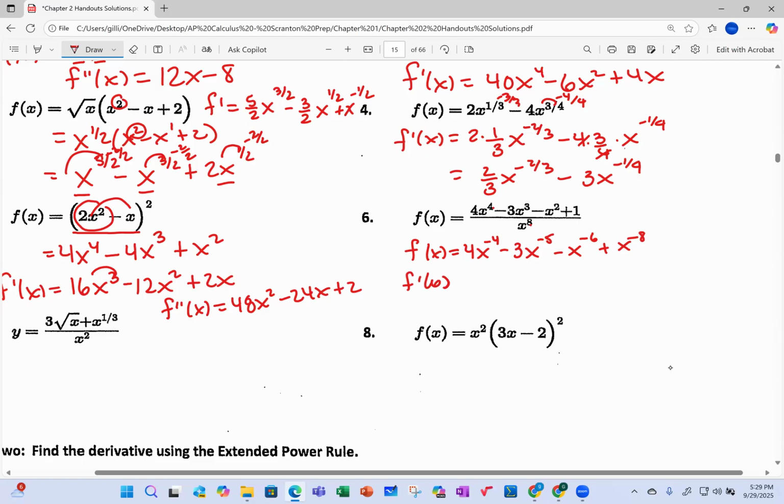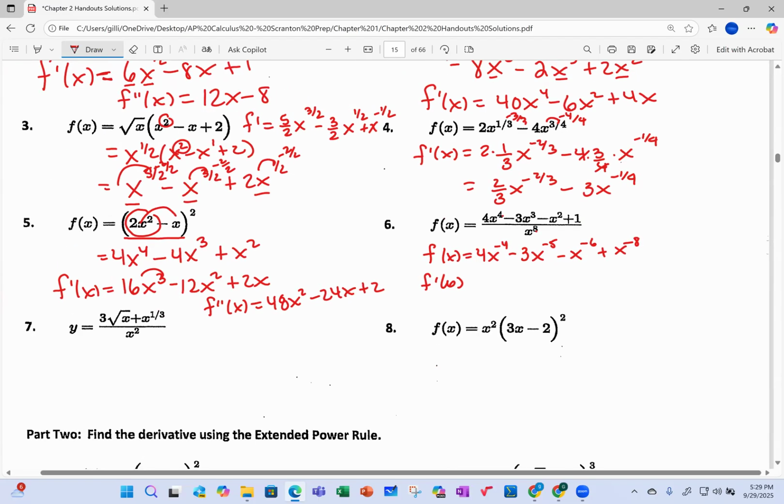So f prime of x will be found by dropping down the power: negative 16x to the negative 5th, plus 15x to the negative 6th, plus 6x to the negative 7th, minus 8x to the negative 9th.